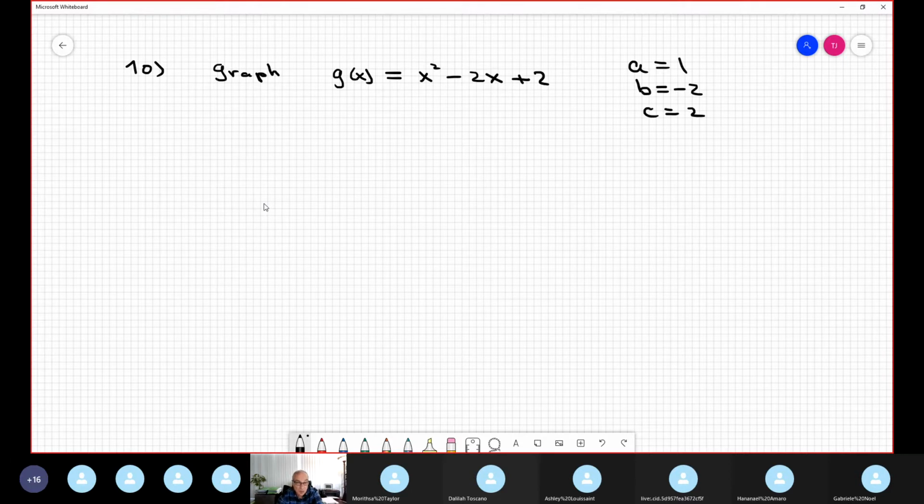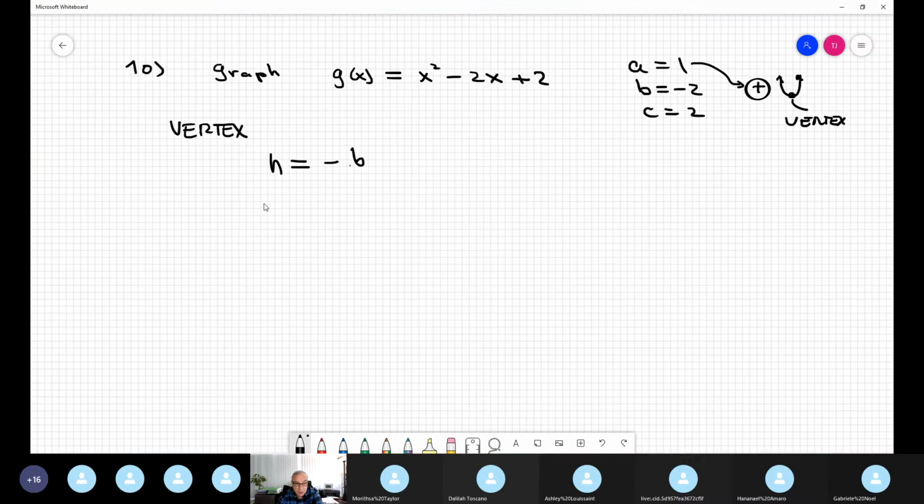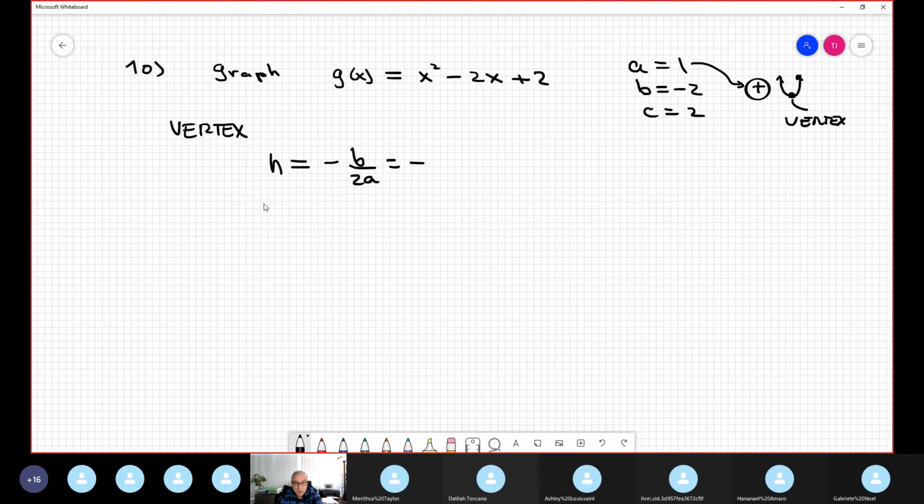Okay, let's start, in my opinion, by finding the vertex. The vertex is the most important point in any parabola, no? Well, okay, wait. First of all, a is positive, and since a is positive, this parabola opens up. I try to find the vertex point. The h value is minus b over 2a, that's minus negative 2 over 2 times 1. Double minus becomes positive 2 divided by 2 is 1. Okay, h is equal to 1.